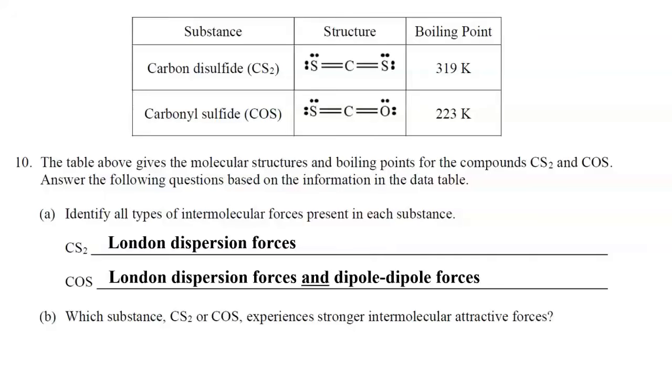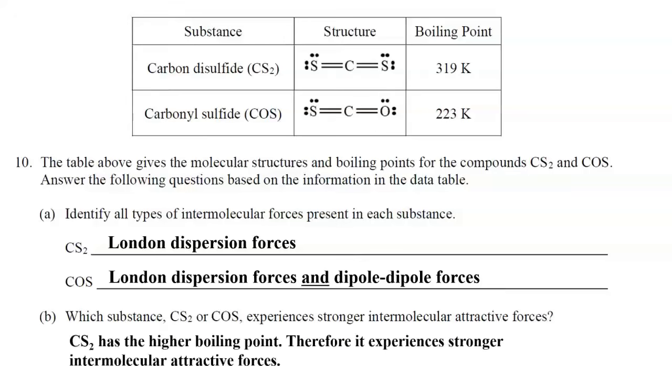Part B, which substance, CS₂ or COS, experiences stronger intermolecular attractive forces? Remember, if you are given a data table, you have to go with the data that you're given. So since CS₂ has a higher boiling point than COS, it must experience stronger intermolecular attractive forces. That might not be what you would have predicted, but you are given the data, so you have to go with the data. So CS₂ has the higher boiling point.